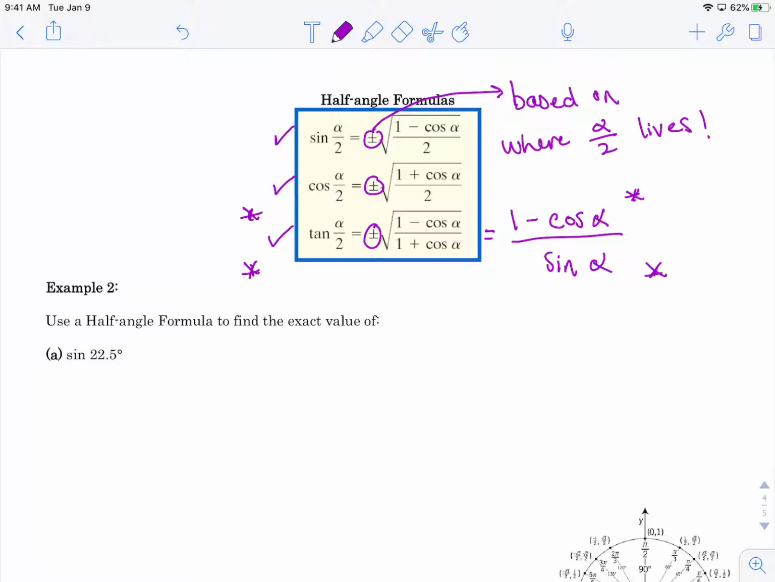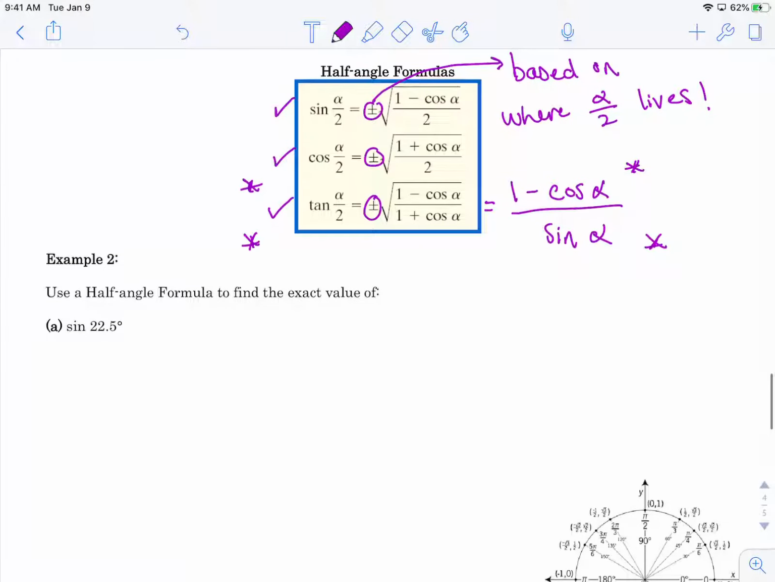So let's just use these formulas. This is similar to the sum and difference idea, where this is nowhere on my unit circle. Well, forgive me, that I can easily find. It does exist on the unit circle, but I don't know the exact value, so I'm a little bit stuck. So this is when we manipulate it to be something that we can find on our unit circle.